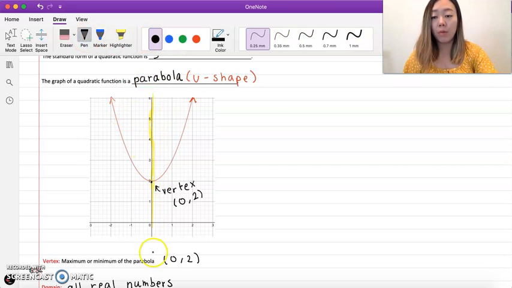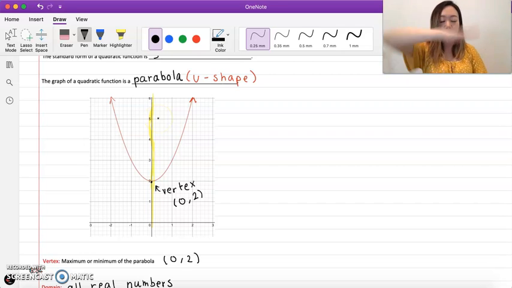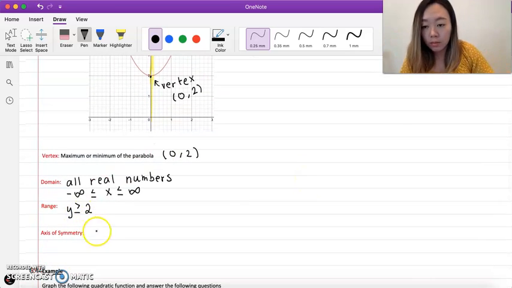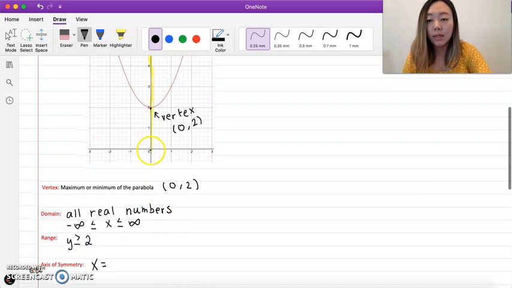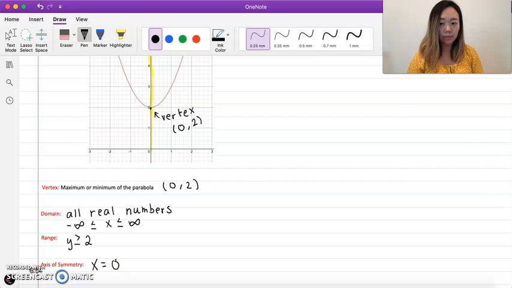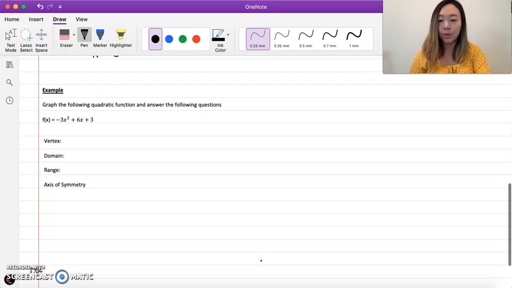Remember we talked about writing equations for lines that go straight up like this, or go across horizontally like this. But for vertical lines that go up and down, that is x is equal to whatever the value is, right? And in this case, our x value is at 0. So our axis of symmetry is x is equal to 0. And now we're finished. So basically these 4 things are what we are learning today. So let's take a look at an example.